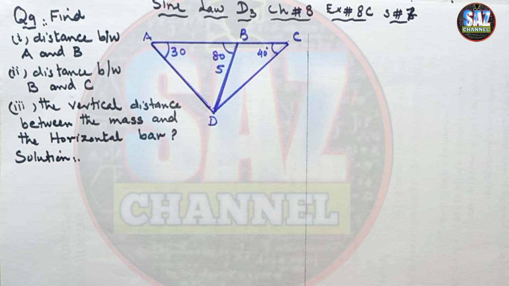This is my seventh lesson of D3, chapter number 8, exercise 8C, that is about the sine law. What is sine law? How to apply sine law, and on what type of triangle we need to apply sine law? And what is Pythagoras theorem? What are the unknowns of a triangle and how to find the unknown lengths and angles of the triangle?